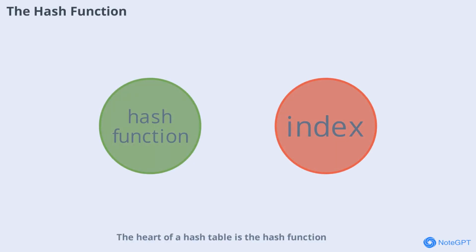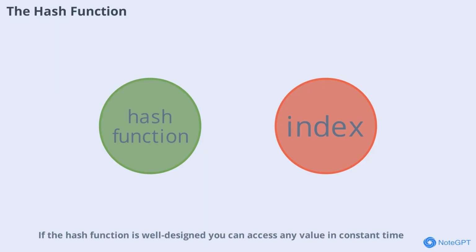The heart of a hash table is the hash function. This function takes your key and transforms it into an index, which tells the hash table where to store or find the value. A good hash function spreads keys evenly across the table, minimizing the chances of two keys landing in the same spot. This process is what makes hash tables so fast. If the hash function is well designed, you can access any value in constant time, regardless of how much data you have. Next, let's see what happens when two keys end up at the same index.